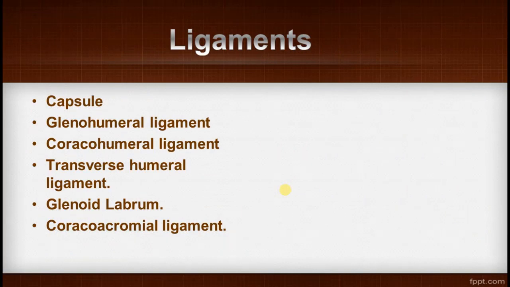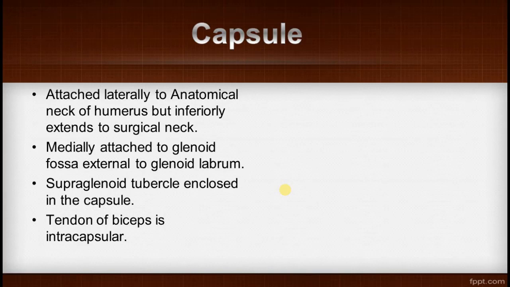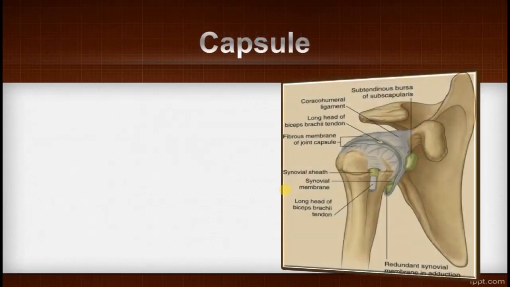Now coming to the ligaments of any joint, you have a capsule. The capsule serves as a support for the joint. It not only provides a covering but also a support. Then the other ligaments are the glenohumeral ligament, coracohumeral ligament, transverse humeral ligament, glenoid labrum and coracoacromial ligament. We are going to see the attachments of these ligaments one by one. So first we are going to deal with the capsule.